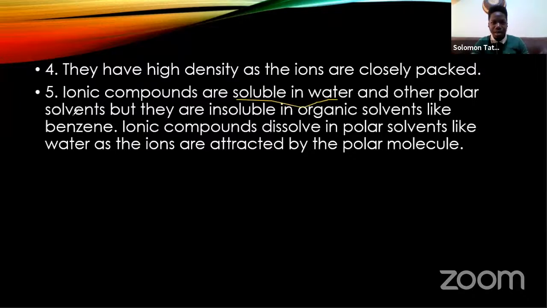The moment the solvent is polar, the solvent can make ions, then it can dissolve these ionic compounds. But they cannot dissolve in organic solvents because these organic solvents are not polar. By polar we mean the ability to form ions. So solvents like benzene will not be able to dissolve these ionic compounds. So that's the explanation of their solubility.